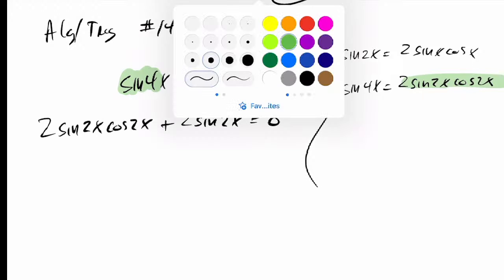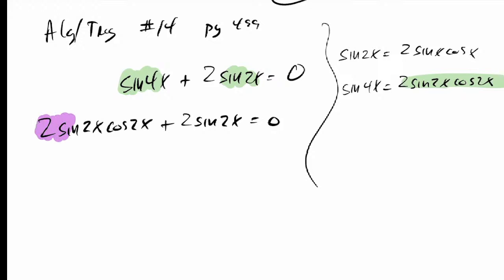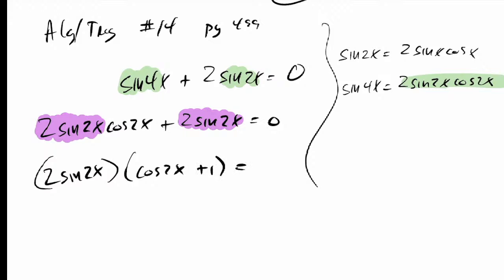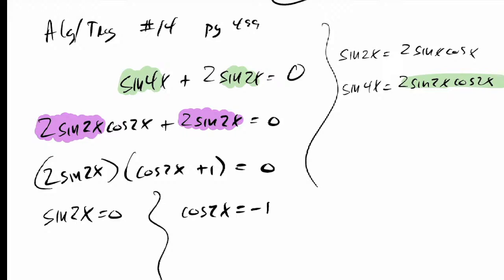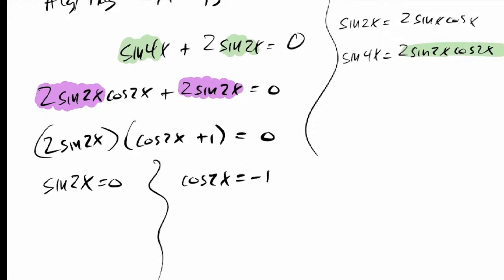So now you can go ahead and GCF out a common factor. There's a common factor of 2 sine 2x here and here. So I can factor that out. So this is 2 sine 2x times the cos of 2x plus 1 is 0. So now you have the product of two expressions is 0. So the only way that's going to happen, either the sine of 2x is 0 or the cos of 2x is minus 1. Those are like our two options here. Okay, are you with me so far?